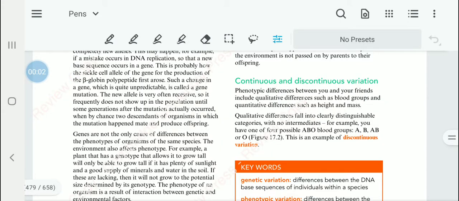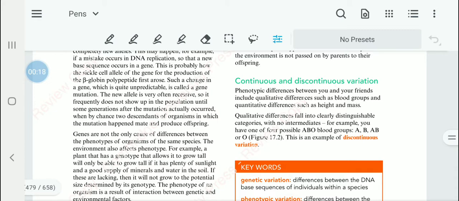Biology chapter 17 theory video 3. We are going to discuss continuous and discontinuous variation. Now if there are specific characteristics that don't have any intermediary qualities, we call that discontinuous variations.